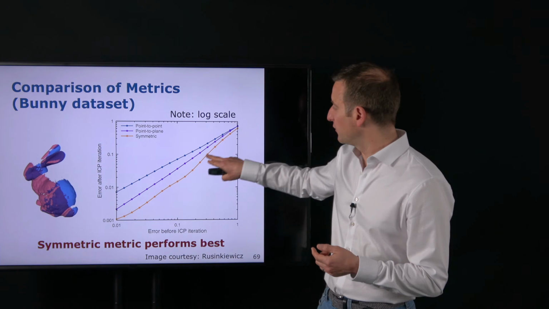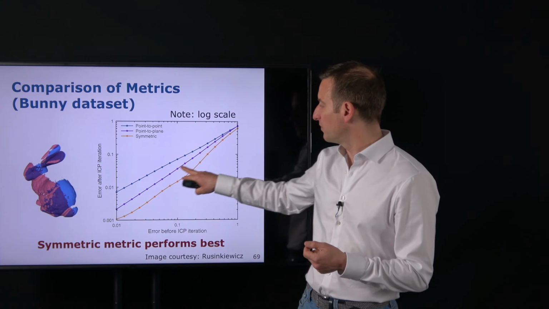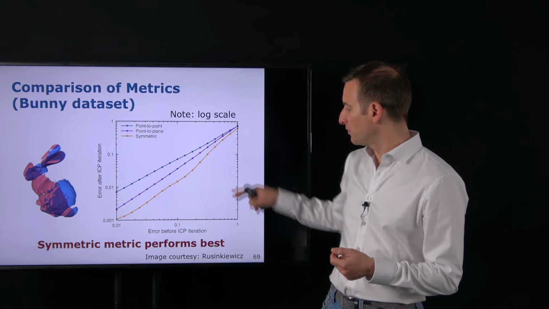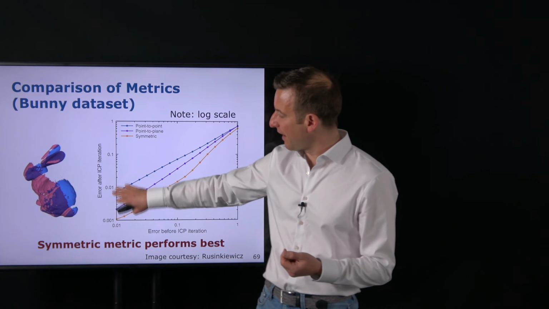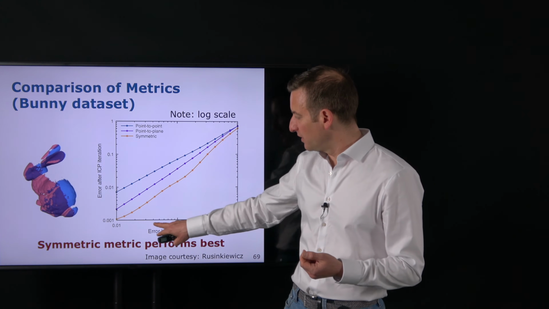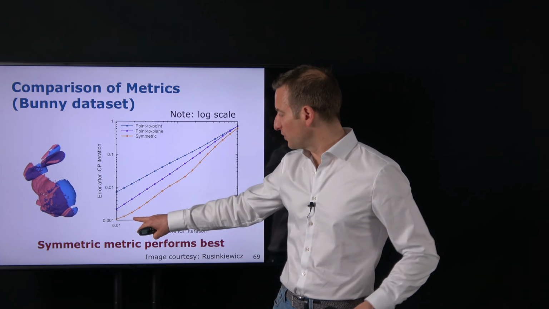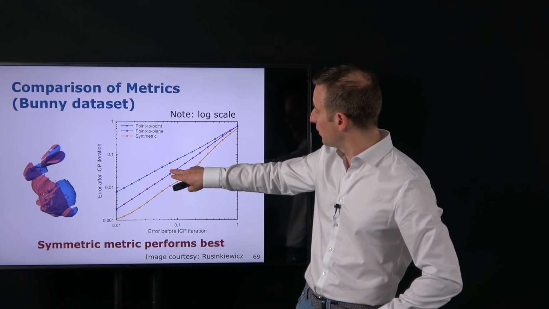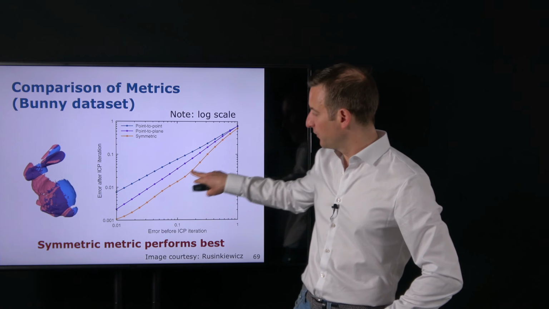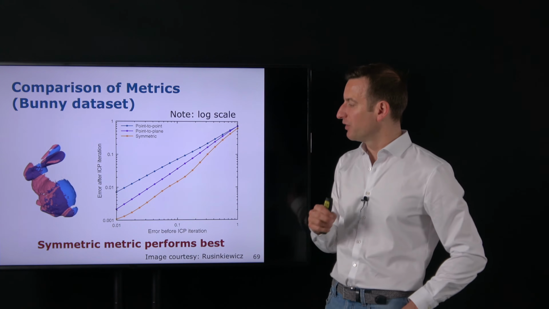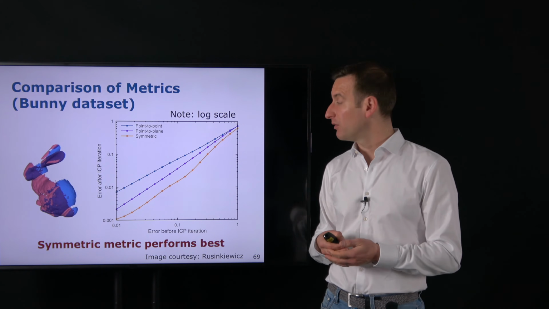What you see here is the result that you obtain with the symmetric metric. This is centered point-to-plane. This is the point-to-point metric. You basically have the error before the ICP iteration and then the error after the ICP iteration, so depending on the initial error you had, you're mapping it to the output error. And you can see this plot is always lower than the point-to-plane metric, which is always lower than the point-to-point metric. So you get better results for the alignments using this symmetric metric.